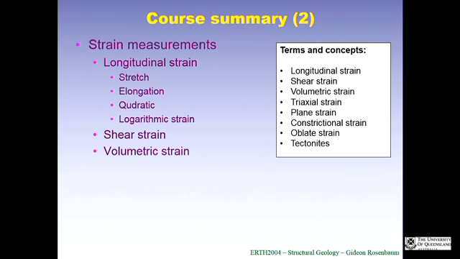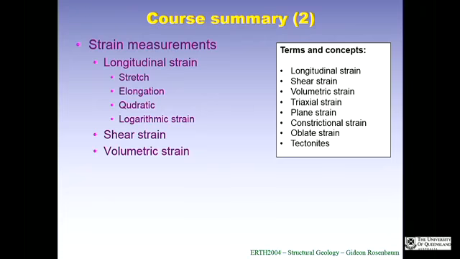Constrictional strain, oblate strain, and tectonites. These are all expressions of triaxial strain, so strain in three dimensions. So in terms of the relationships between the concepts, for longitudinal strain, we define four different measures. They're all the same. They're just slight variations.